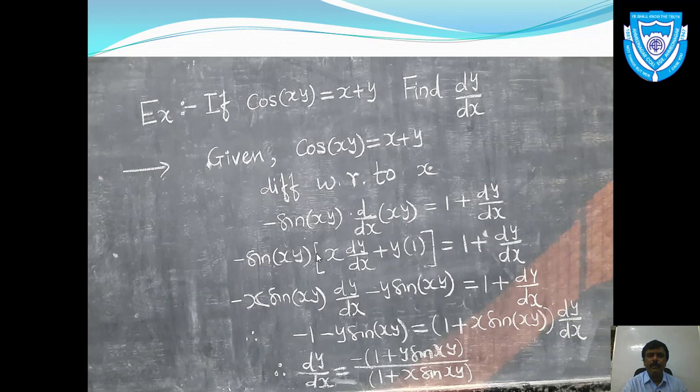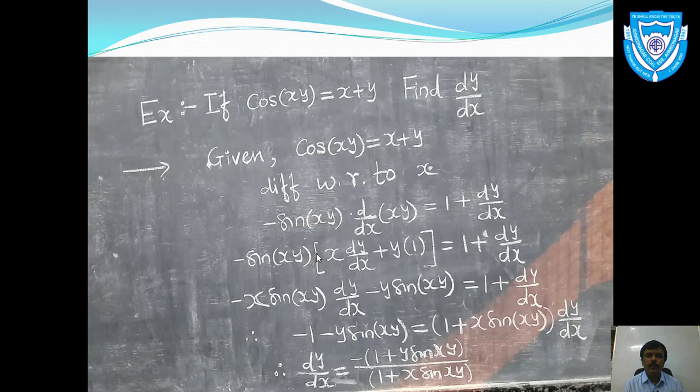Now see one more example. An implicit function is given to us. If cos of xy is equal to x plus y, find dy upon dx. One implicit function is given and we are asked to find the value of dy upon dx. You can see x and y together in this function. We can start finding its derivative directly.